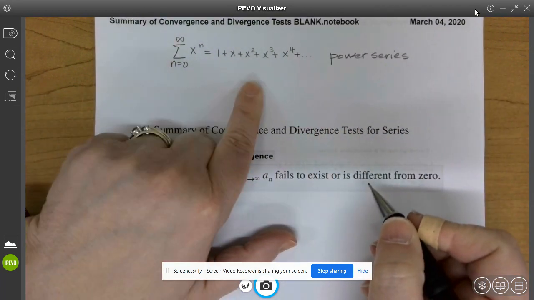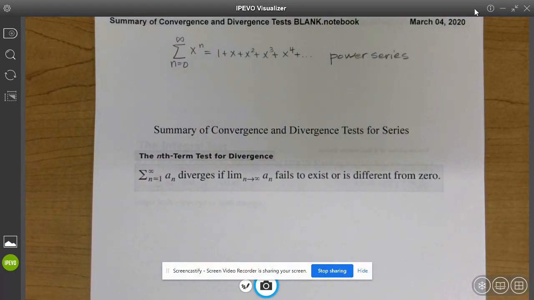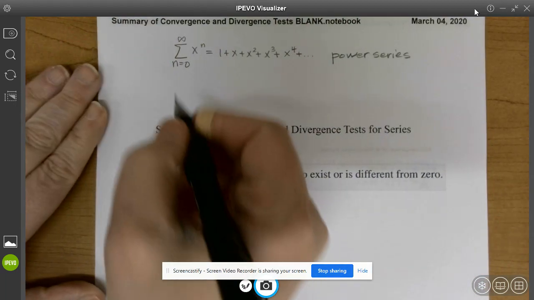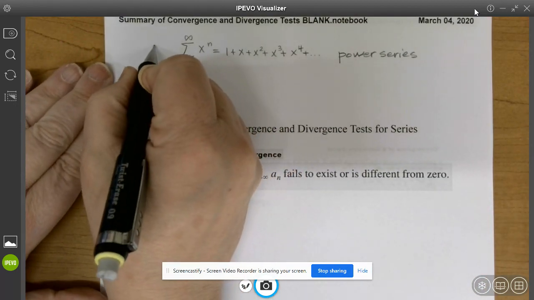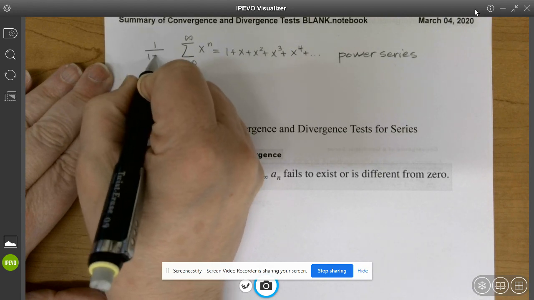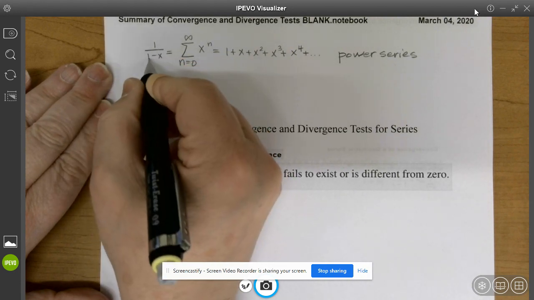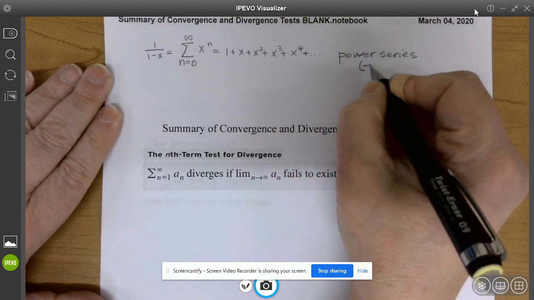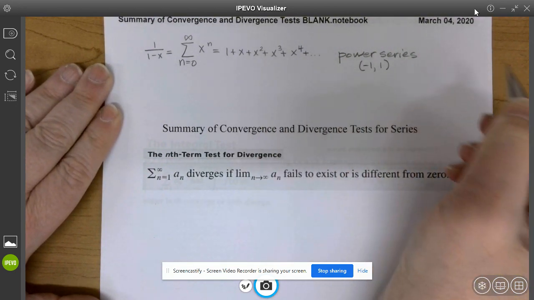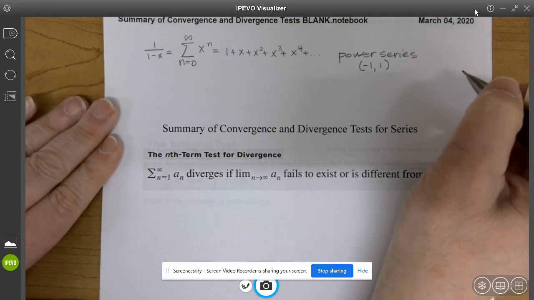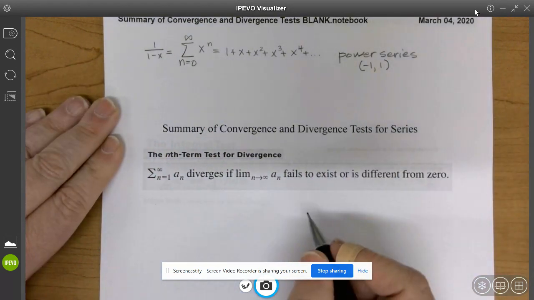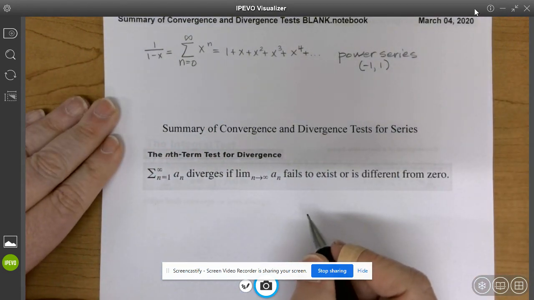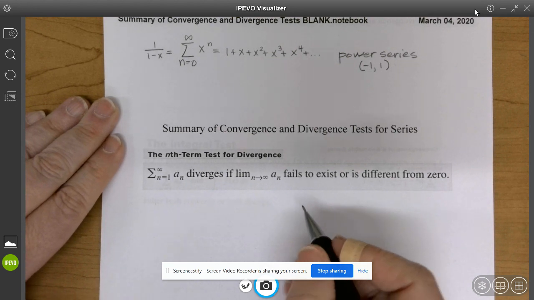And this power series represents a function, and this is one that we've done in a previous lesson. So this is going to represent 1 over 1 minus x, which is a sub 1 over 1 minus r, over an interval of convergence. This interval of convergence is negative 1 to 1, because the ratio, which is x, will converge when x is between negative 1 and 1.